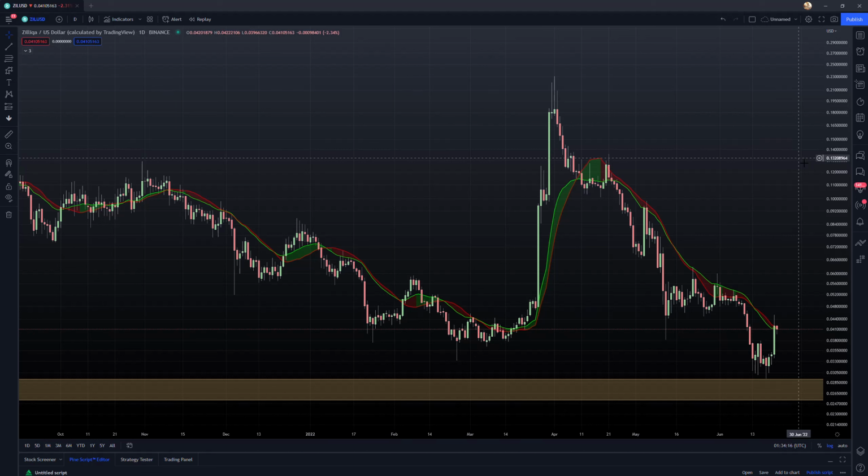Today I'm going to be covering Zilliqa and going over some very key levels to watch out for and my thoughts on the price action.